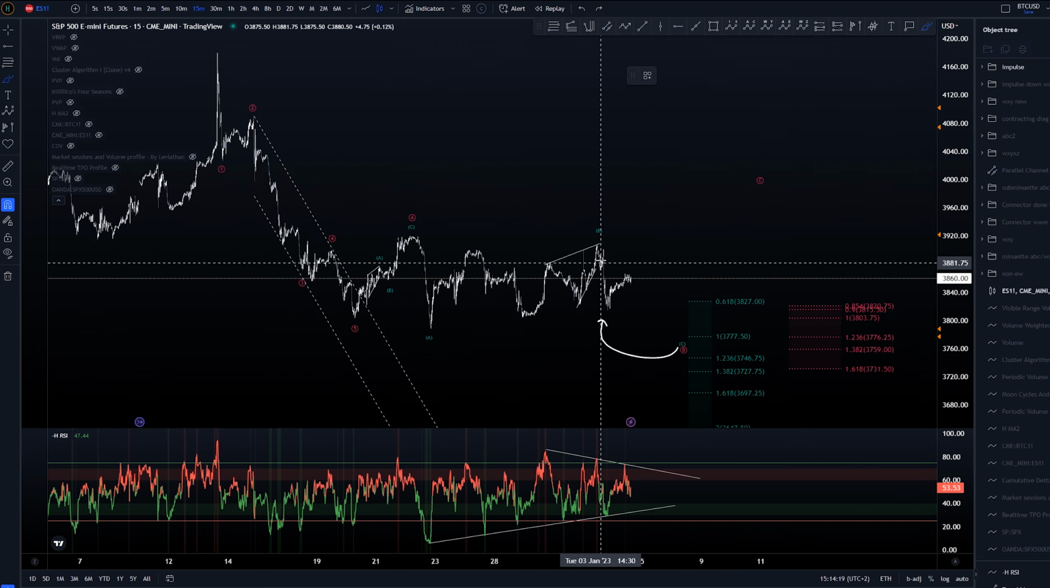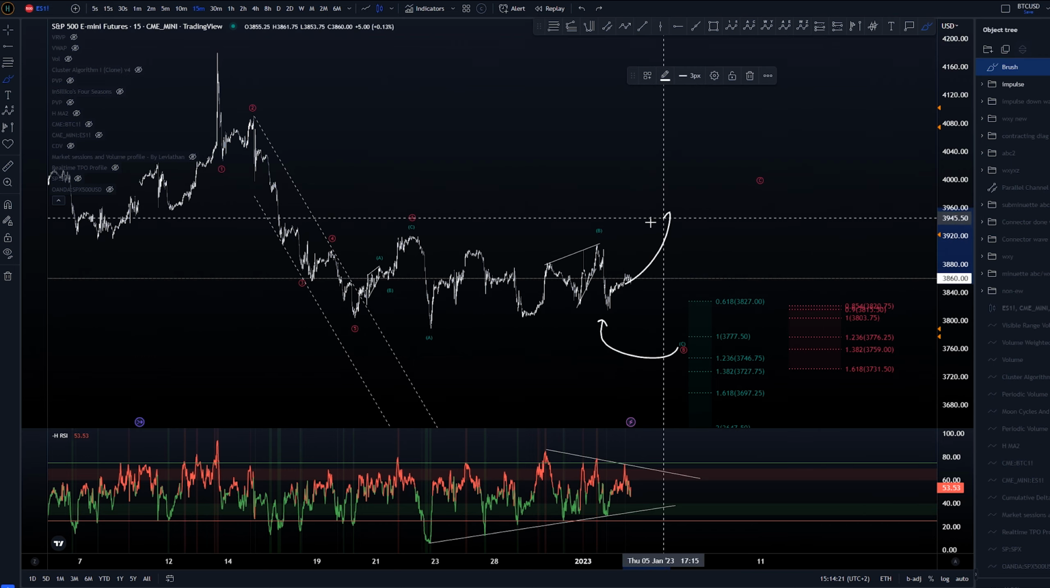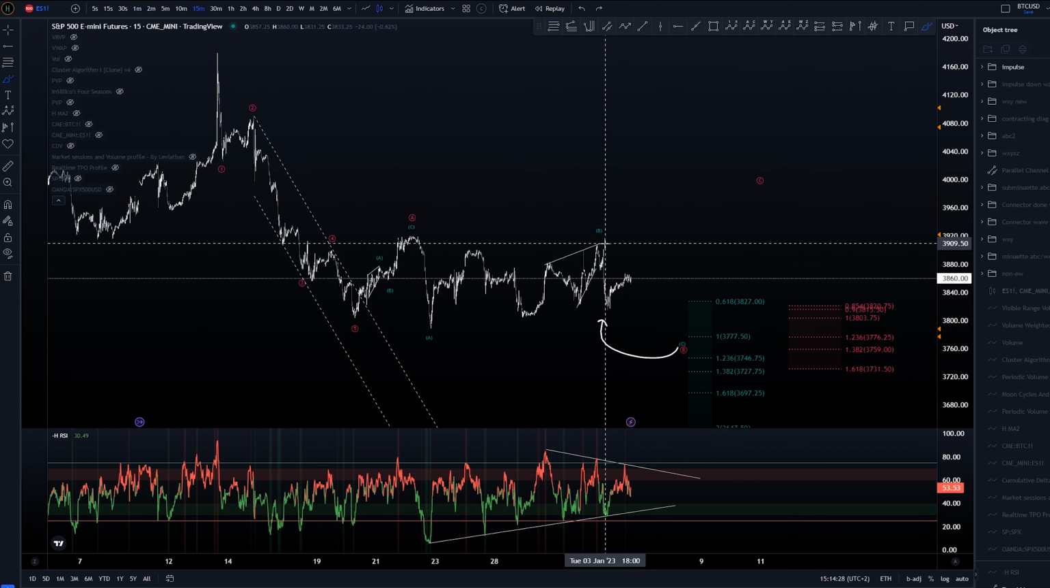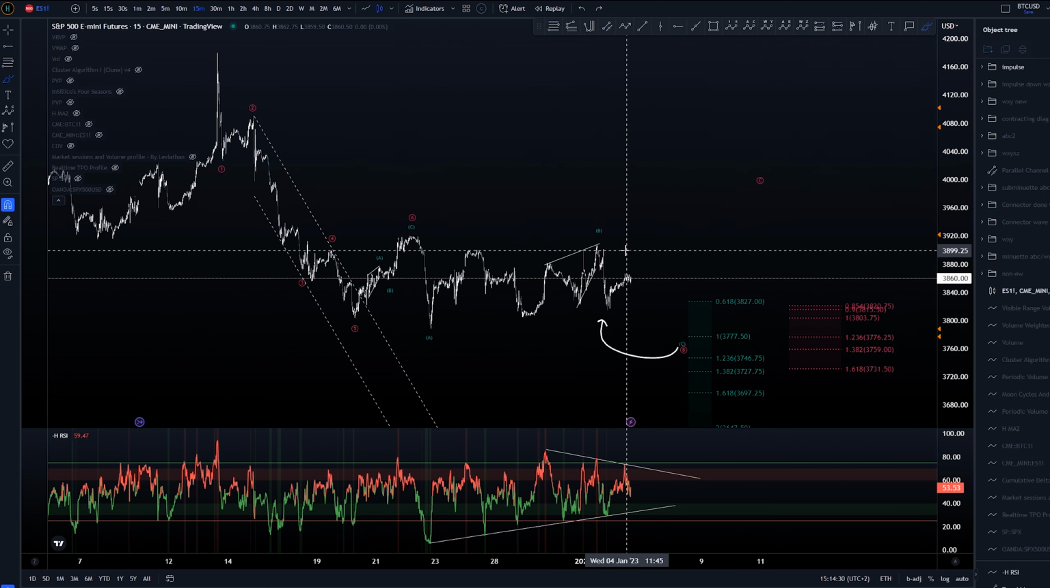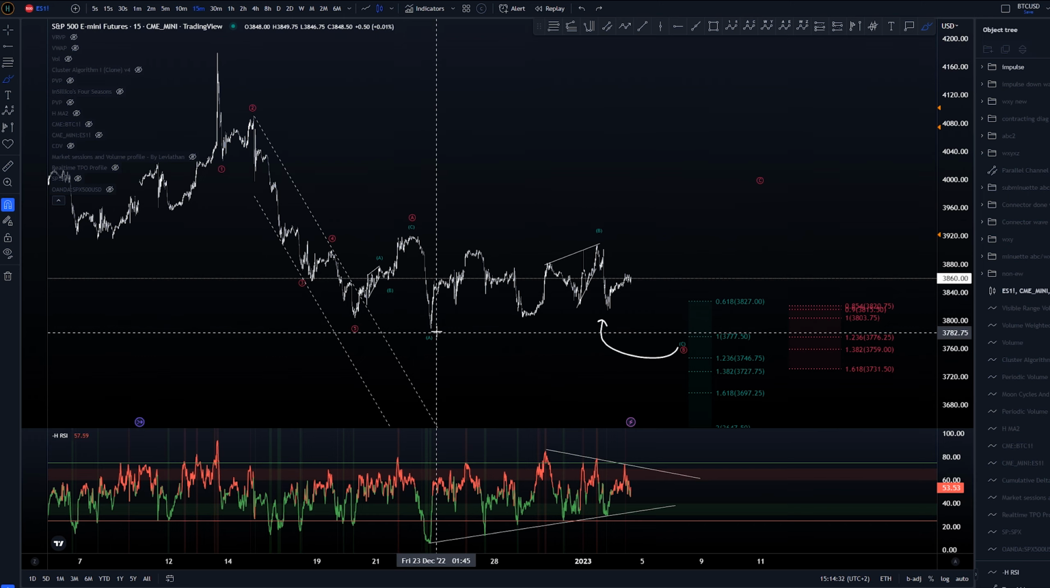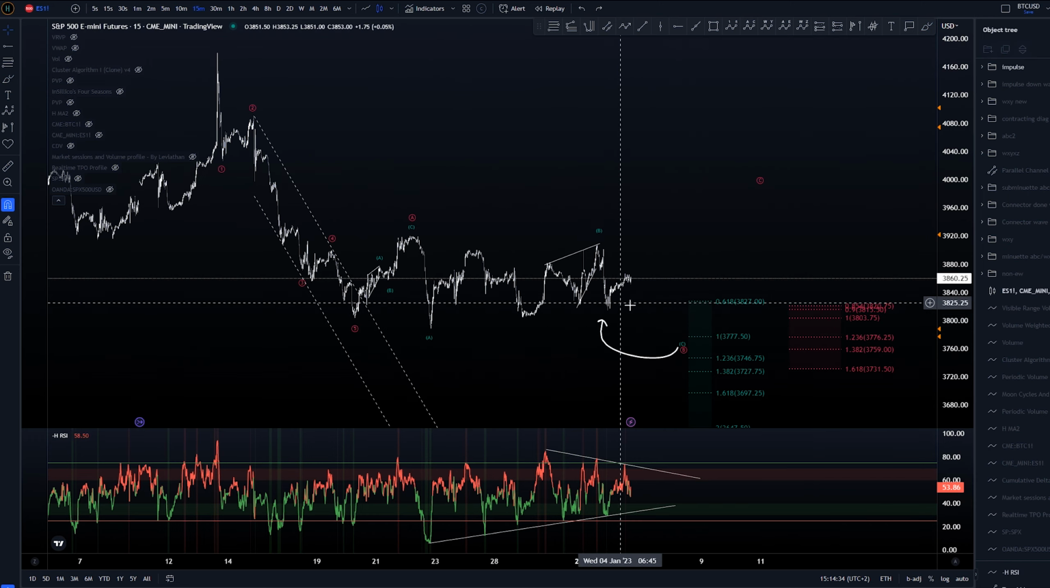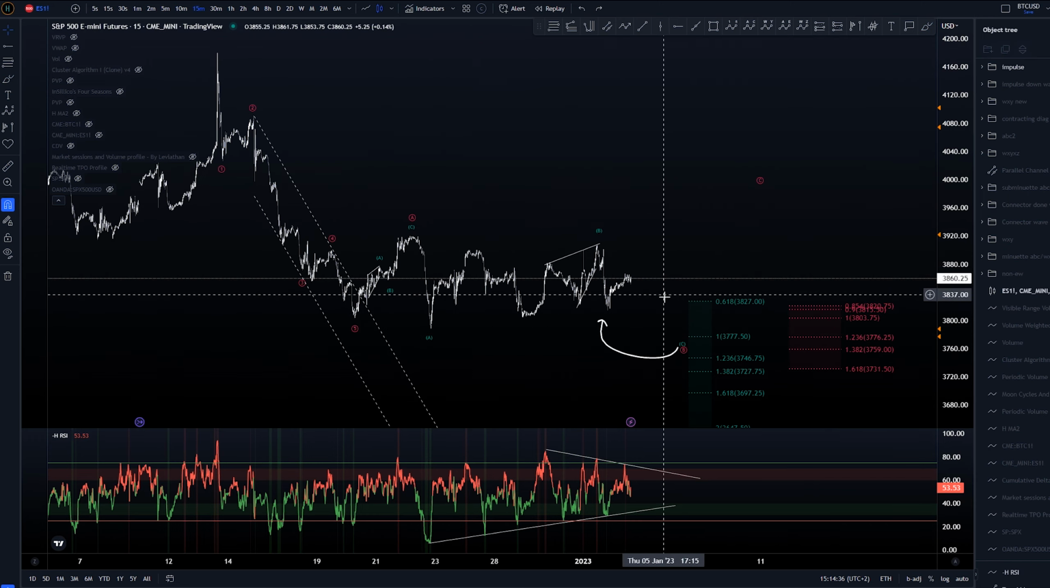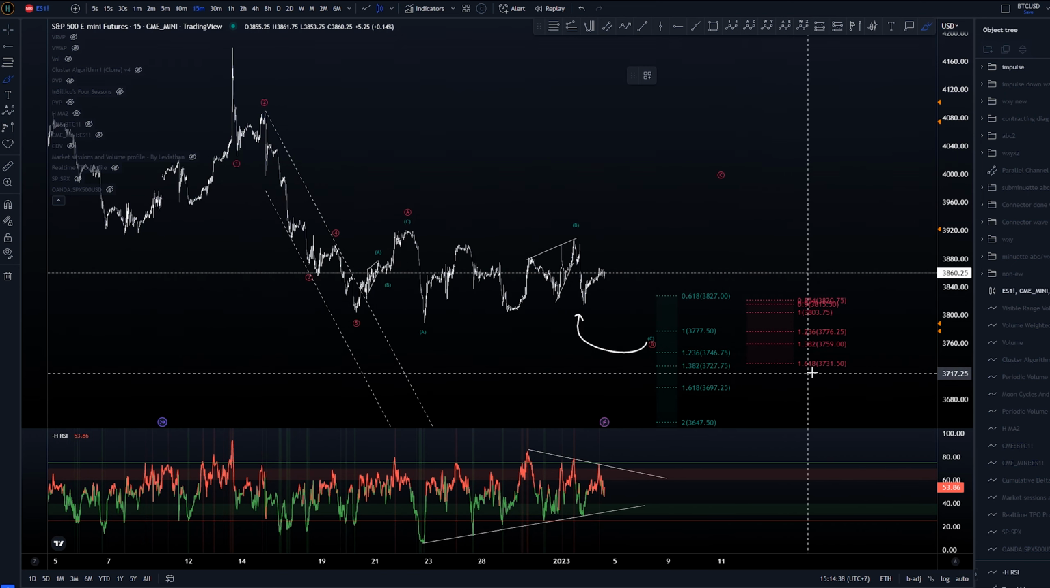But what happens if we are actually breaking out through here? I think it would be safe to say that this B wave is in. And again, we can't have the other scenario fulfilling unless that 5th wave is down here. But again, we have some invalidations there for sure.